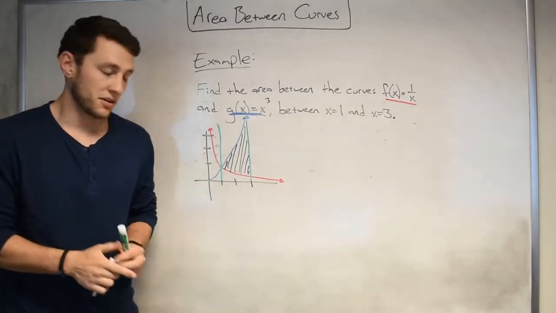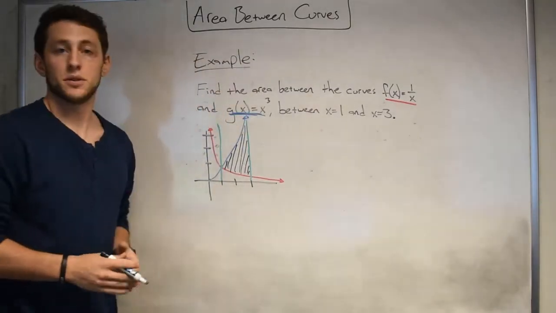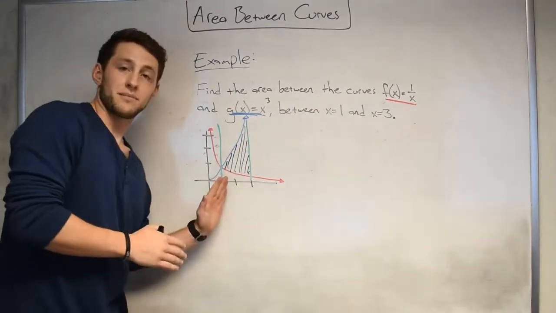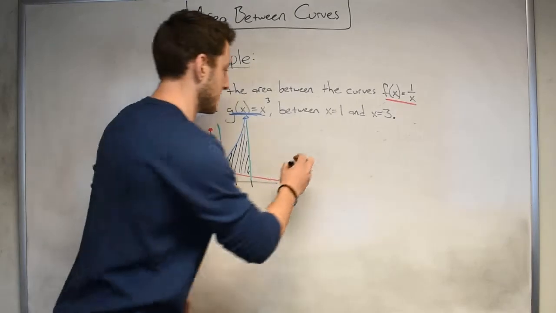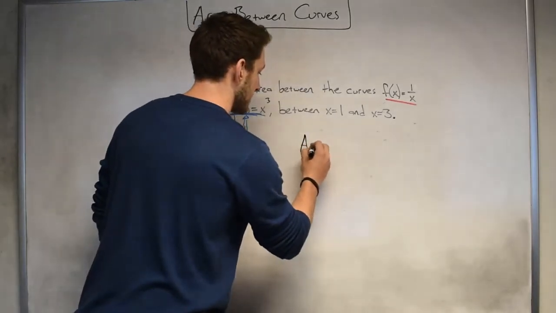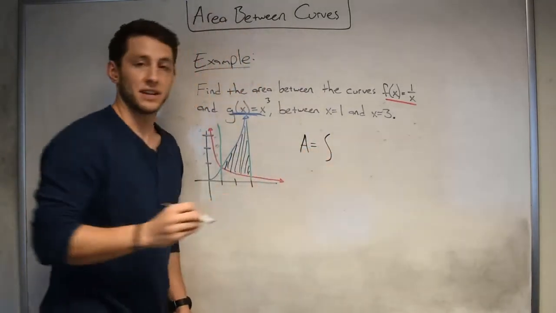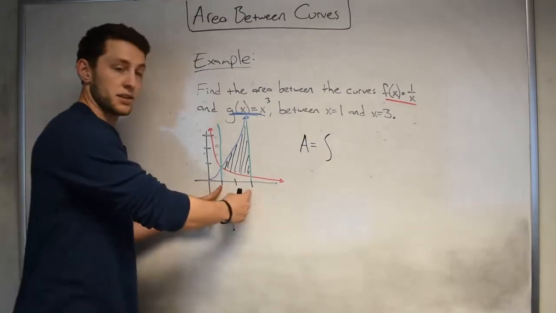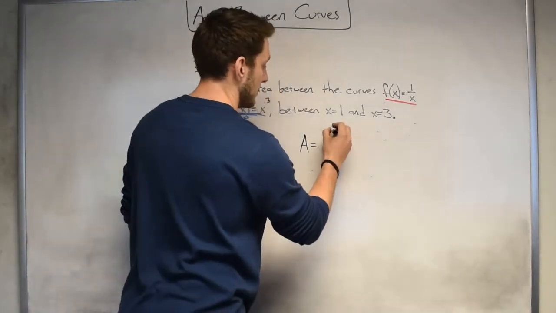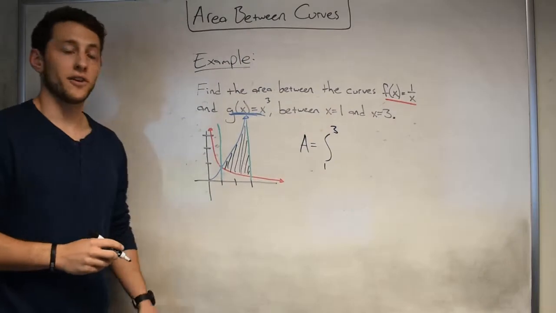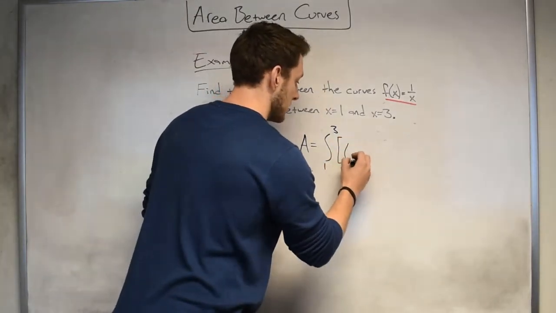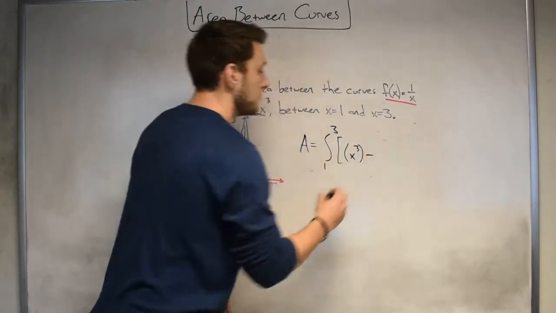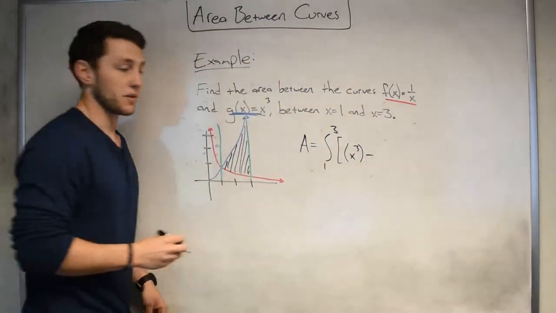Now remember, in order to find this area, all we have to do is take the integral from your left endpoint to your right endpoint of the top function minus the bottom function. So the area will be the definite integral from 1 to 3, left to right, of our top function, x cubed, minus our bottom function, 1 over x.